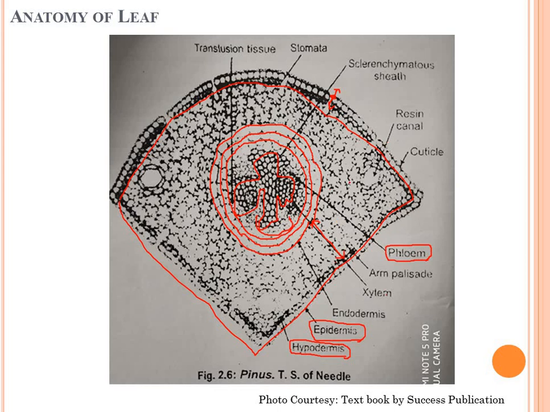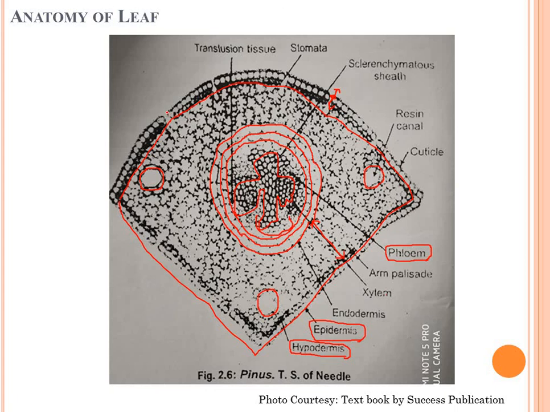Then this is about the vascular bundle. Then inside the cortex, resin canals are present. See, these are the resin canals. I already told you that these resin canals are responsible for secretion of some chemicals, and these chemicals are responsible for formation of resins as well as turpentines, etc. These resin canals are present within the cortex. And this is the anatomy of leaf.